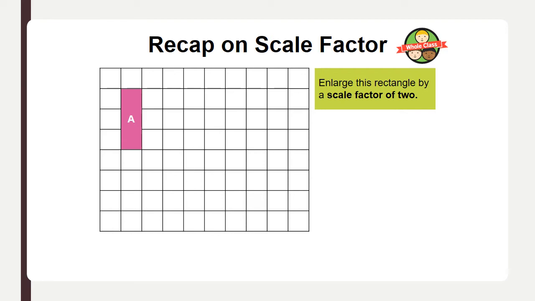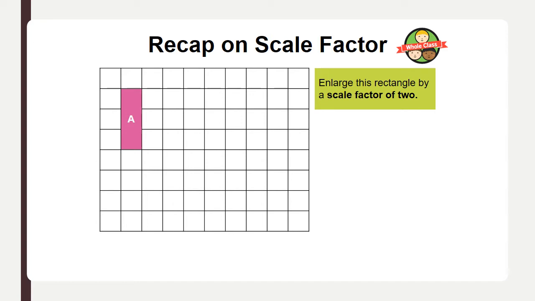So we're going to start off with a quick recap on scale factor, what we did yesterday. Looking at the shape on screen, you can see we've got a rectangle labelled A. I'd like you to enlarge this rectangle by a scale factor of 2. This helps if you have squared paper.